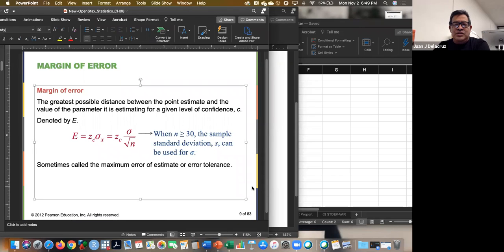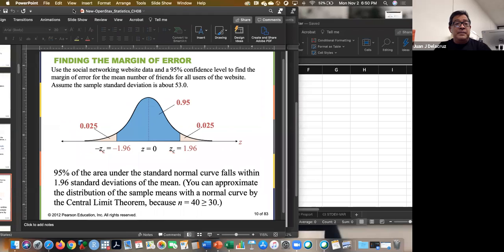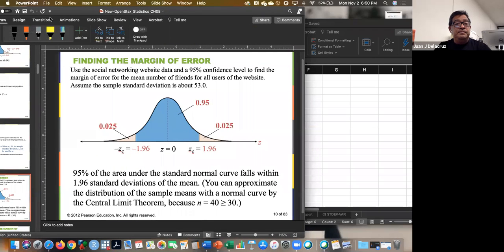To make the long story short, we are going to compute the values here. Finding the margin of error, we are going to use the social networking website data and the 95% level of confidence to find the margin of error for the mean number of friends for all users of the website. Assume that the sample standard deviation is 53. That makes my life very easy. Here I have my confidence level, which is 95%, and I have my standard deviation, which in this case I'm assuming is sigma, 53.